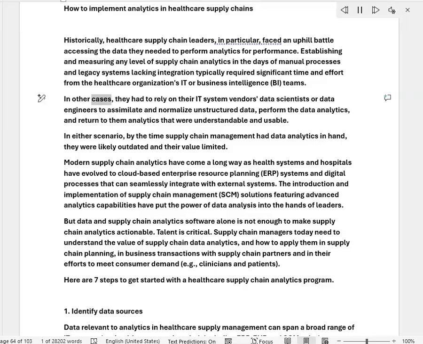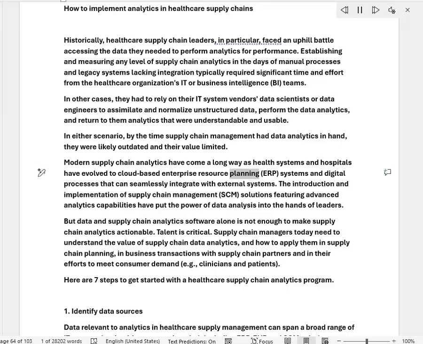In other cases, they had to rely on their IT system vendors, data scientists or data engineers to assimilate and normalize unstructured data, perform the data analytics, and return to them analytics that were understandable and usable. In either scenario, by the time supply chain management had data analytics in hand, they were likely outdated and their value limited.